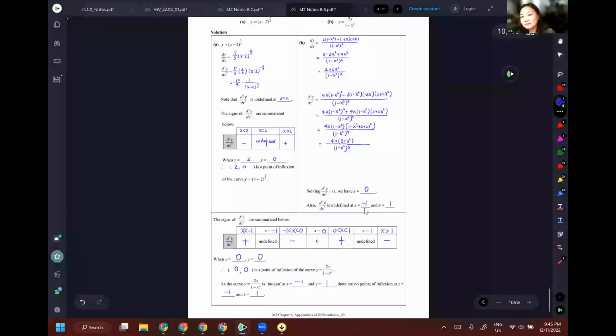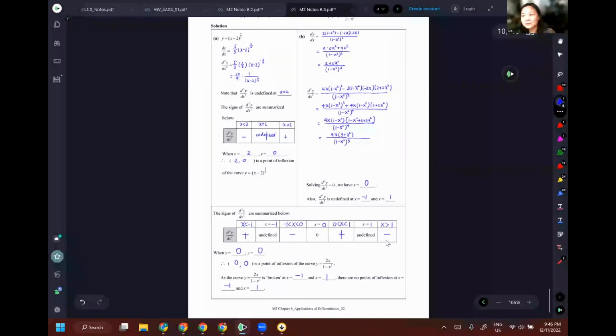And there are 3 points. They are very suspicious: x equals 0 and the 2 undefined points. And then check the signs. After checking the sign, we know this one is a point of inflection. But it says it's broken. This word is used in the textbook. I say it's undefined. It's broken as well. Broken, discontinuous. So there are no points there.